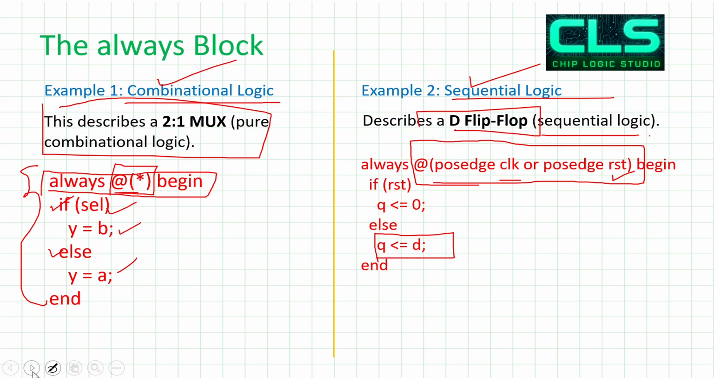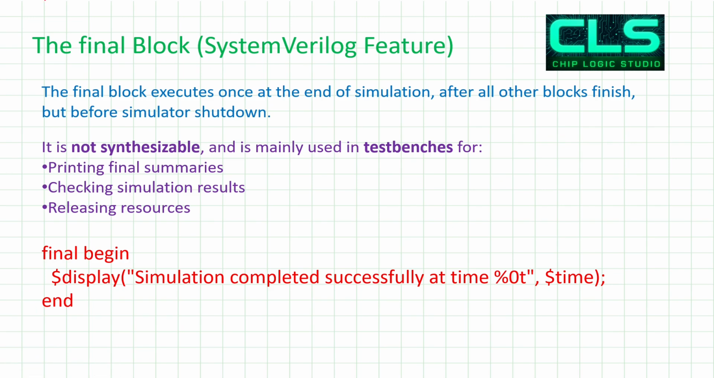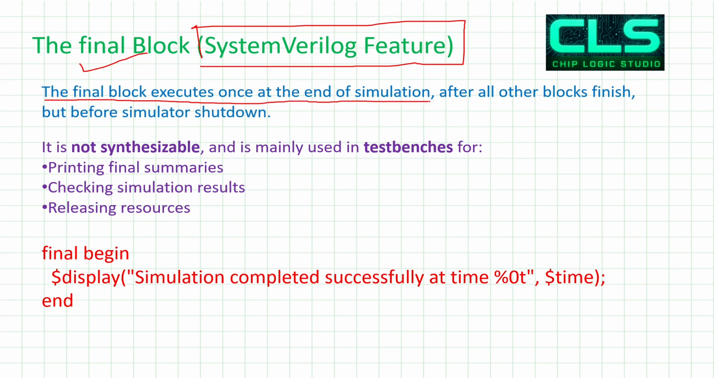So let's move forward to our final block. This is a SystemVerilog feature. What this means is that there was no Verilog final block before, but now Verilog is updated, so there may be a final block. A final block executes once at the end of simulation, as I said earlier, after all the blocks are finished. So whenever all the blocks are finished, like all the code and simulation time is finished, it will execute.